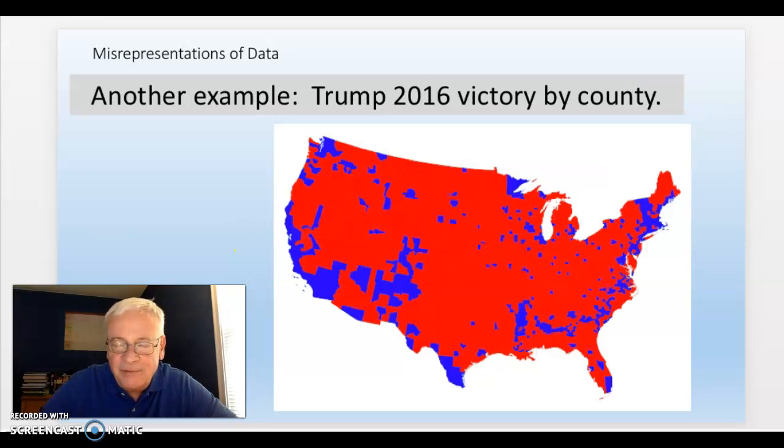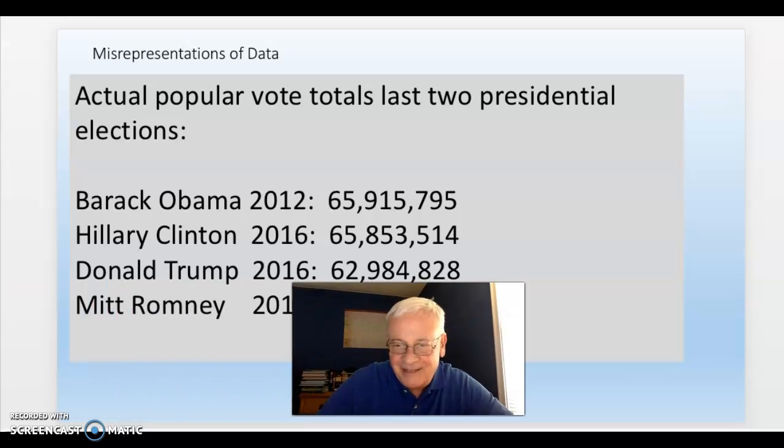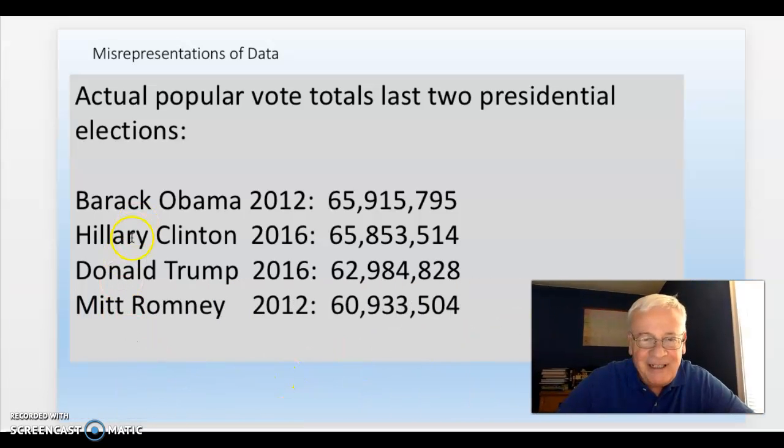Here's another example. The 2016 presidential election, if you looked at what President Trump did, the count is he won just by area. Wow, it looks like he won by a lot. Wow, it just looks like President Trump really won that election by a lot. Well, as it turns out, he didn't win it by a lot at all. Hillary Clinton actually ended up with more votes than him. All right, and these are the last two presidential elections.